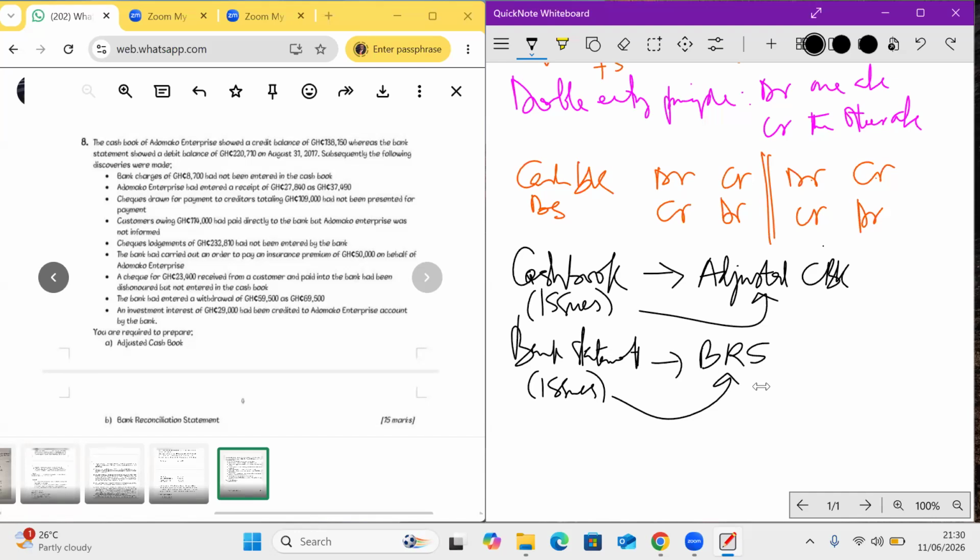So the same concept. If I debit the bank statement, I'll have to go and credit the BRS. If I credit the adjusted cash book, I have to go and debit. Am I making sense? That's the concept we are trying to establish. So the double entry is still in existence. Don't forget that. Now, let us go on. I just brought this in to explain something, so let me take it off.